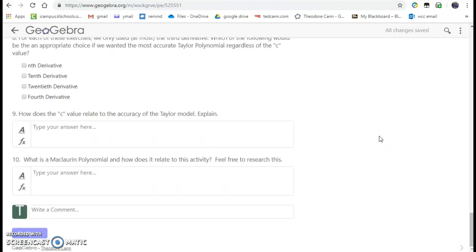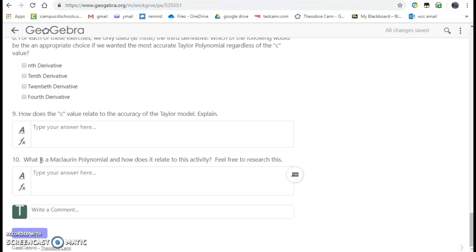model or Taylor polynomial? And so number 10 is asking, what is a Maclaurin polynomial? So that's really asking for a definition. And how does it relate to the activity? And I write, feel free to research this because, if you don't know the definition, then it's something that you would look into. Right? So go ahead and Google that or look through your notes.